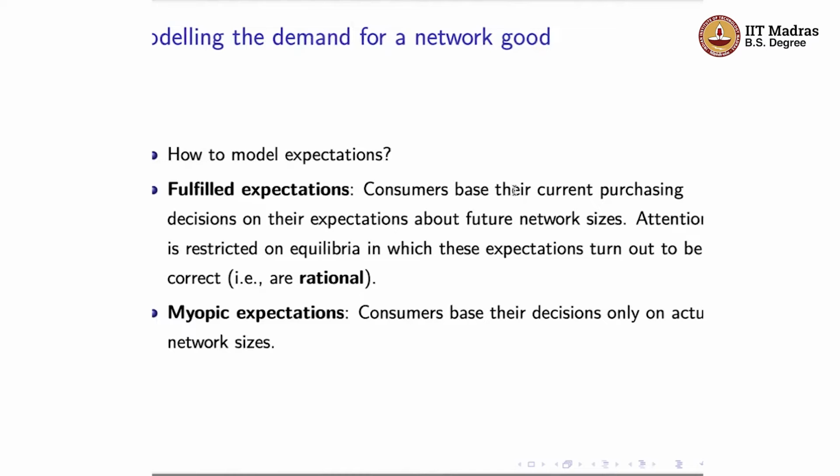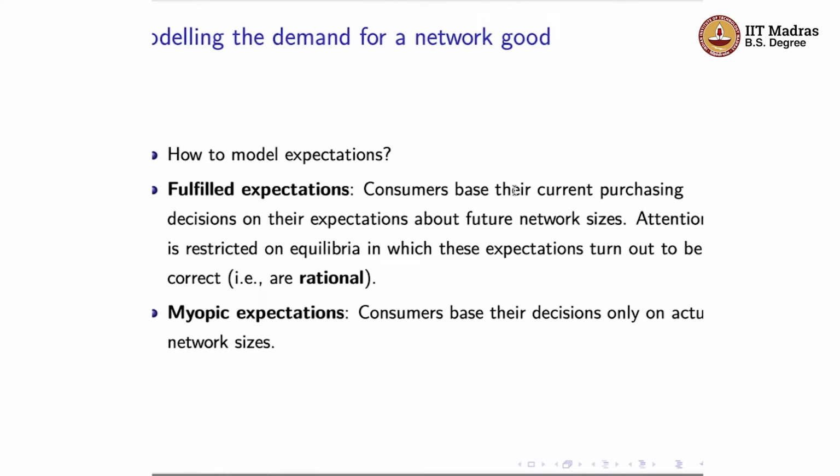But in order to make this tractable, because you can have a lot of different types of expectations about the future, we are only going to be focusing on the case where the expectations that the consumers make are going to turn out to be correct, right? So that is the origin behind the word rational here, right? So they are doing the best that they can in terms of their expectations about the future. The second type of situation that we'll be looking at are what are known as myopic expectations.